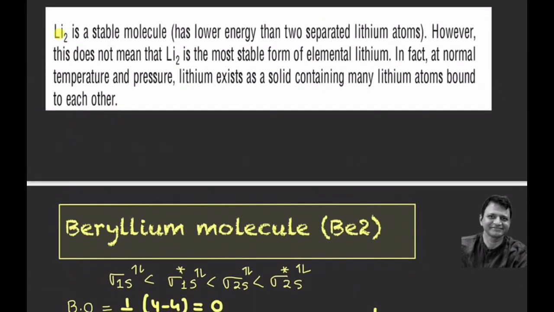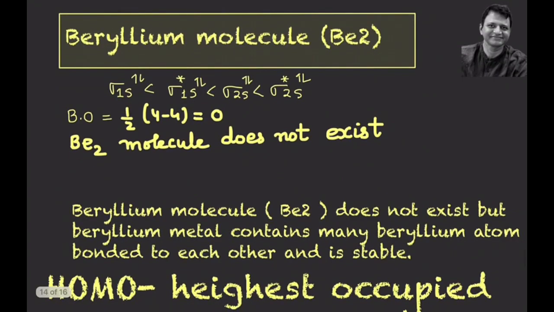Now in case of lithium molecule, we are saying that lithium molecule is stable, because we have calculated the bond order is equal to 1, so Li2 is a stable molecule, has lower energy than two separated lithium atoms. However, this does not mean that Li2 is the most stable form of elemental lithium, because lithium is a metal and in nature it exists in the form of solid. In fact, at normal temperature and pressure, lithium exists as a solid containing many lithium atoms bound together, which we are studying in metallic bond. So definitely Li2 is stable, but it is not the stable form of lithium. So in nature lithium exists in the form of solid.